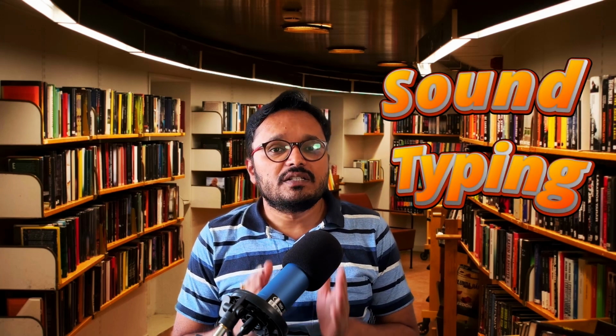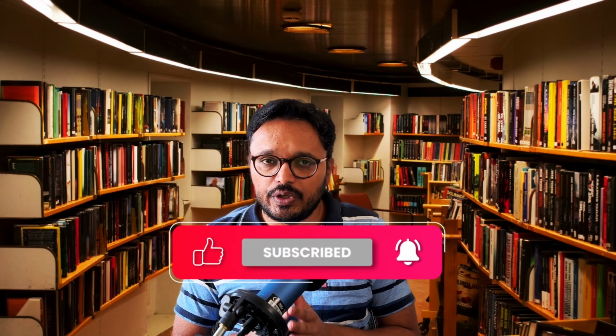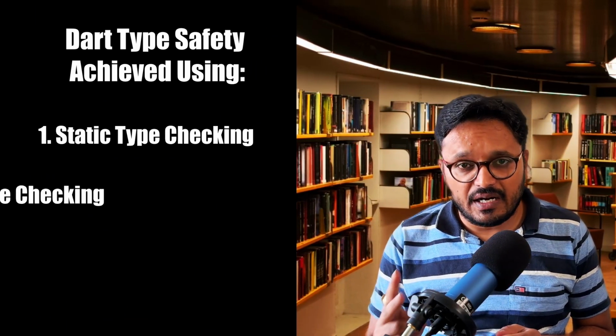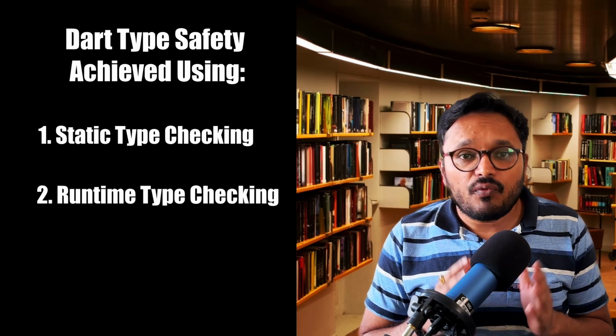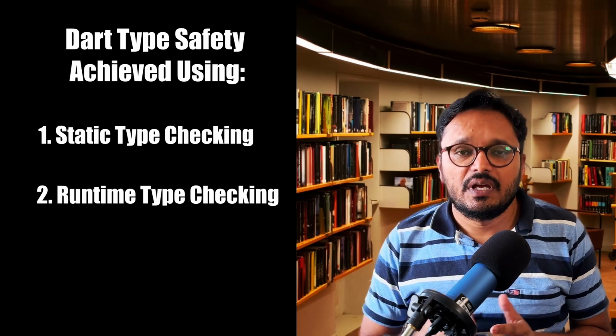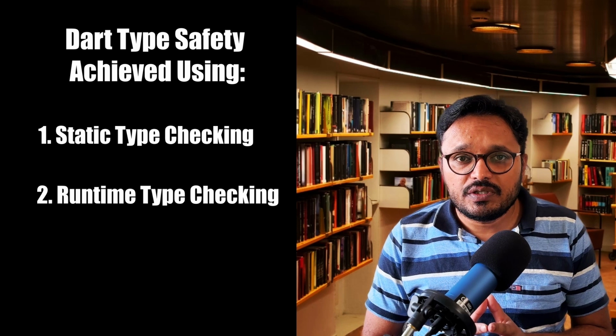Type safety means a variable's value always matches its static data type, also known as sound typing. For example, if you declare an integer variable, then you can't accidentally assign a string value to it. This prevents errors in our app. Dart uses a powerful combination of static type checking and runtime type checking. Static type checking finds errors before our app runs, and runtime type checking ensures that our app behaves as expected when it's live. Let's explore how this works in Dart with some examples.